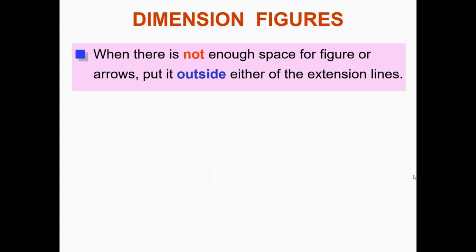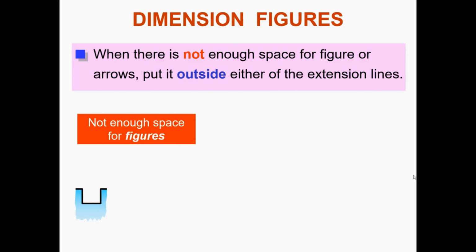And when there is not enough space for figure or arrows, put it outside either of the extension line. So there are times where in your drawing you have little space to be able to dimension, and you usually come across this when you are using your drawing board and your pencil and all of that. That is in technical drawing.